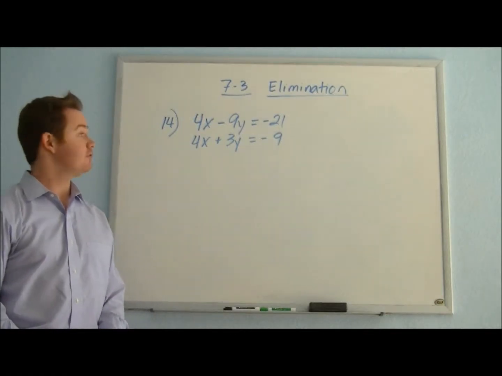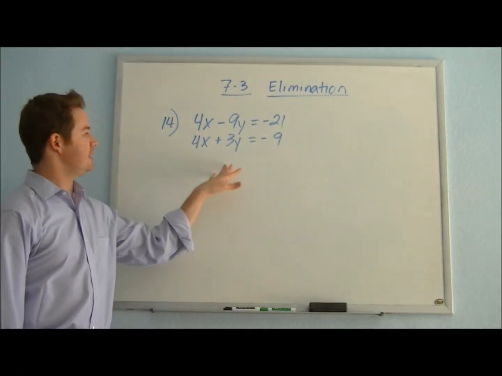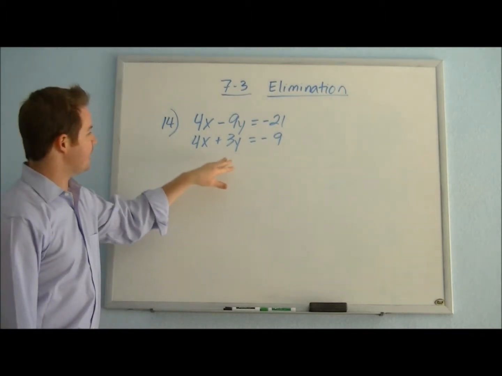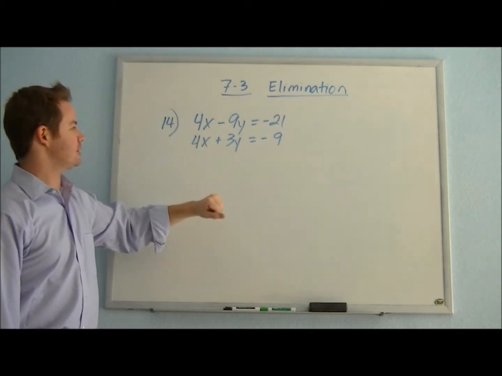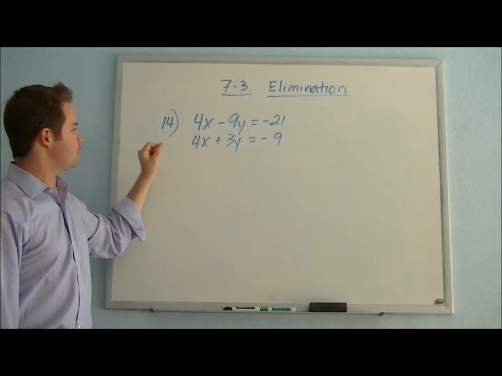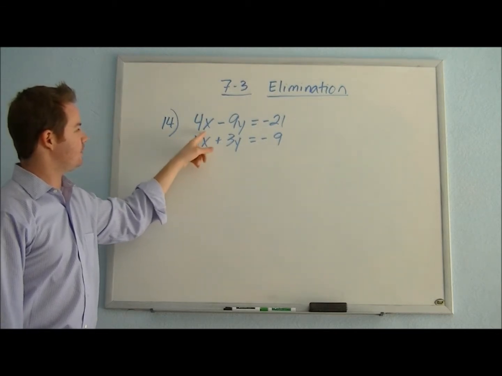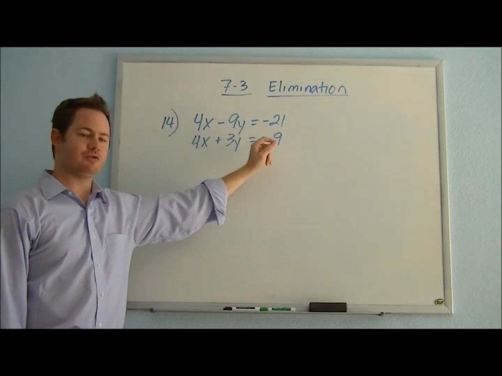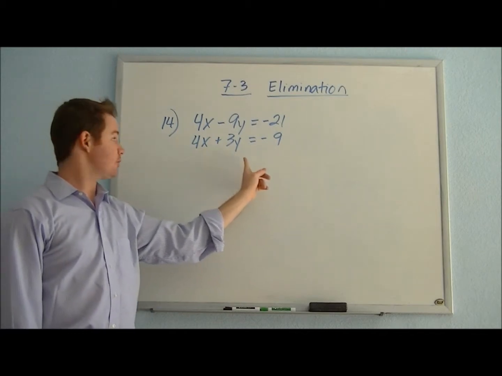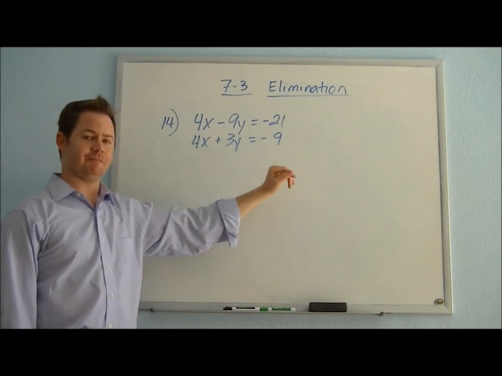Hi, and welcome to this video explanation of elimination, one of the ways that we can solve a system of linear equations. So in this case, for question 14 in section 7.3, we have 4x minus 9y equals negative 21 and 4x plus 3y equals negative 9.